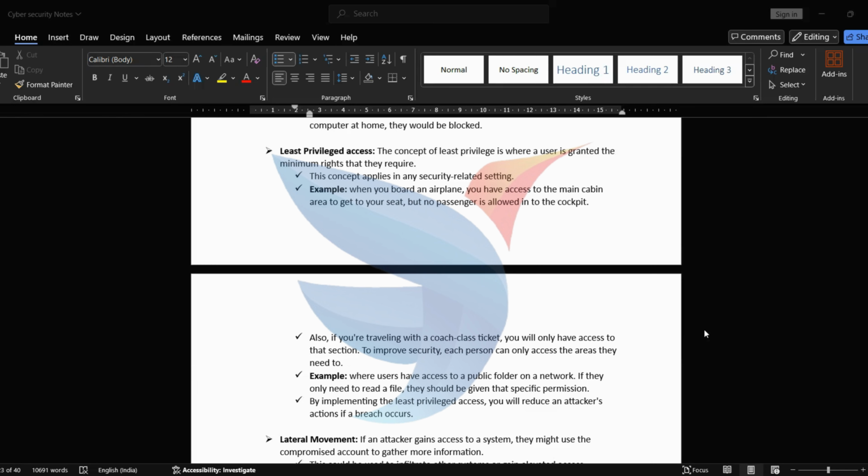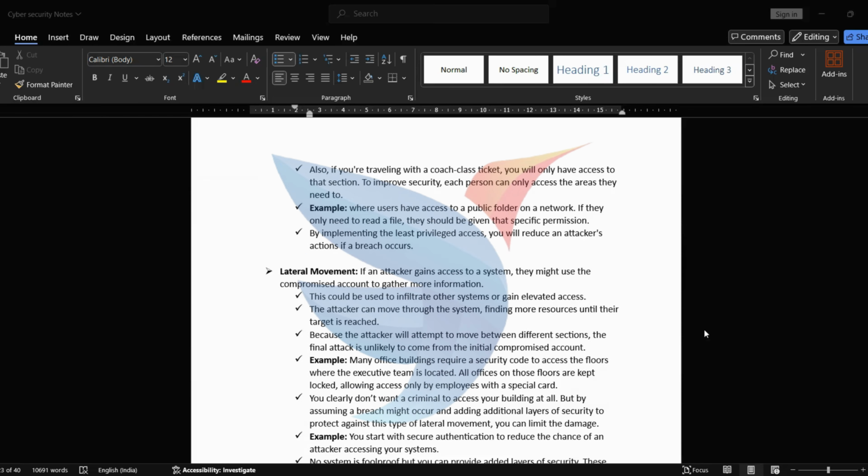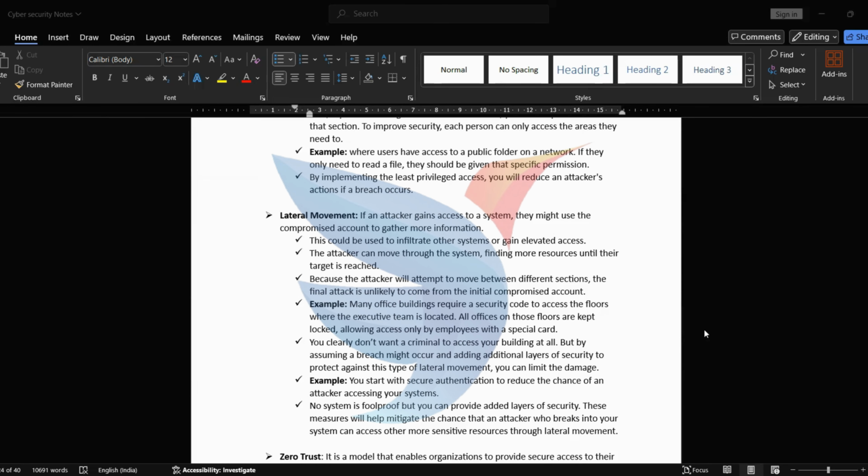Let's see another example where users have access to a public folder on a network. If they only need to read a file, they should be given only that specific permission. So by implementing the least privileged access, you will reduce an attacker's actions if a breach occurs.